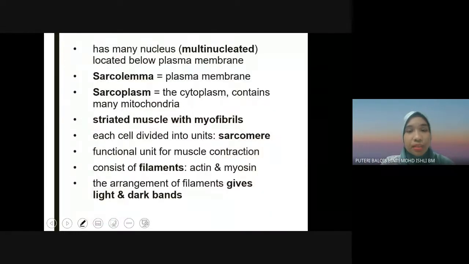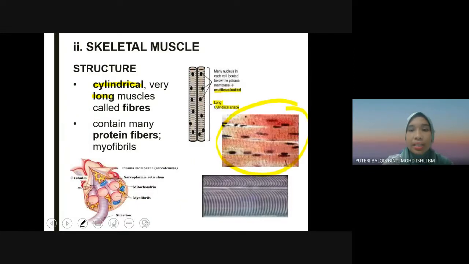Right? And the plasma membrane of muscle, we call that sarcolemma. Cytoplasm of the muscle, we call that sarcoplasm. And it is striated muscle with myofibril. Striated macam saya cakap, dia macam ni, dah ada jalur-jalur tu. Then this is myofibril. Myofibril ni macam satu gulung. That is myofibril. Awak bayangkan kalau macam penyapu lidi.